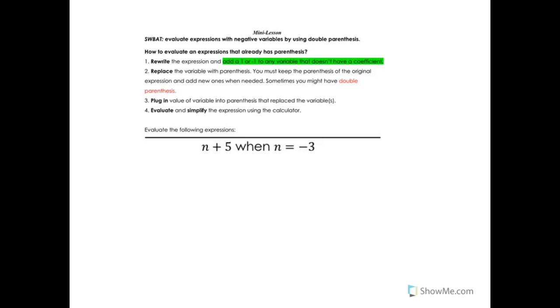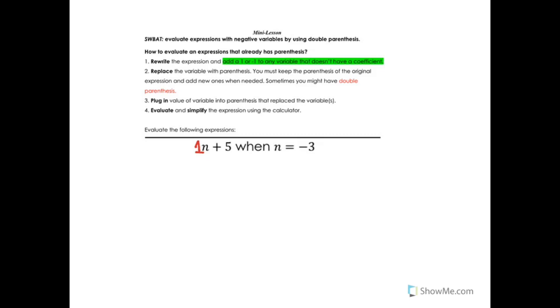The first thing that I want everyone to get into the habit of doing is adding the coefficient of 1 whenever we don't see the coefficient next to the variable. So for example, in n plus 5, before I do anything with this expression, I am first going to go ahead and take my pencil or my pen or whatever you're writing with and put a 1 next to my n.